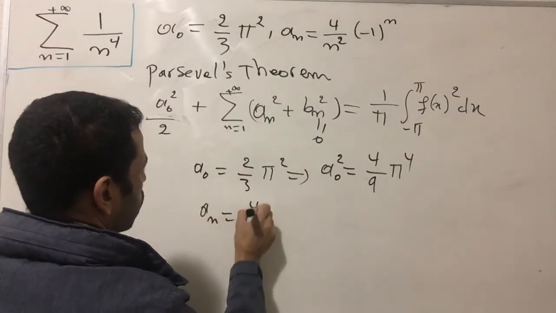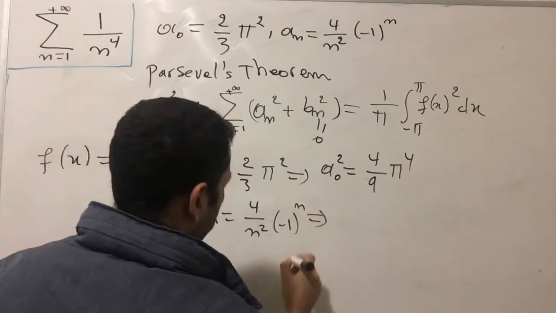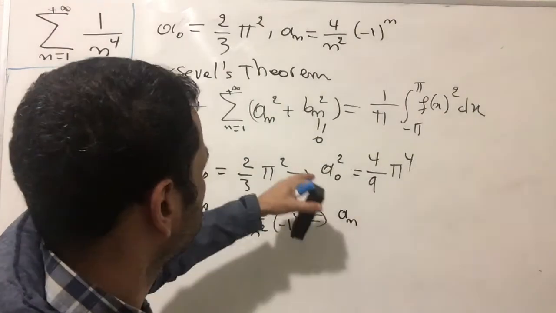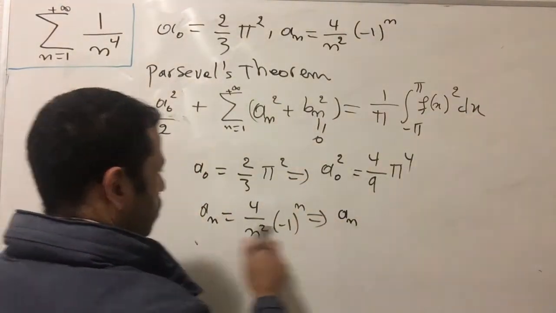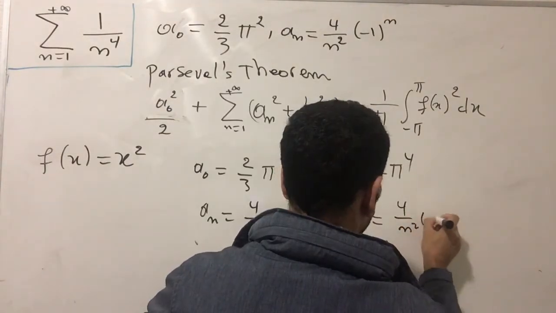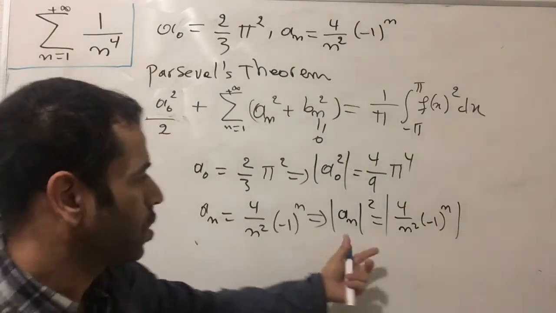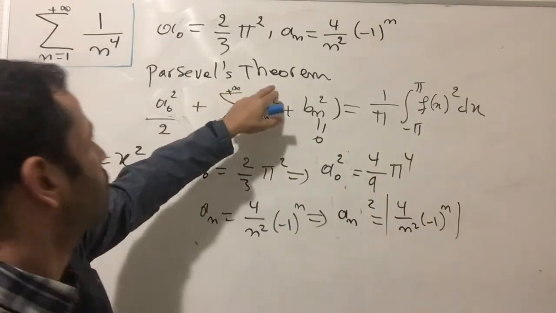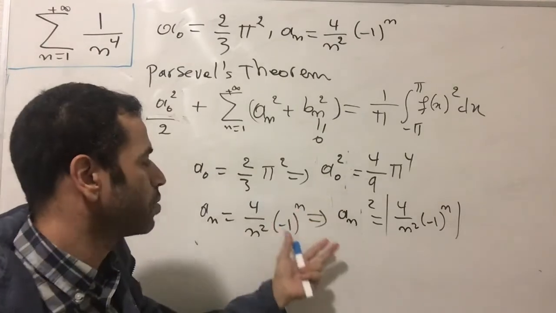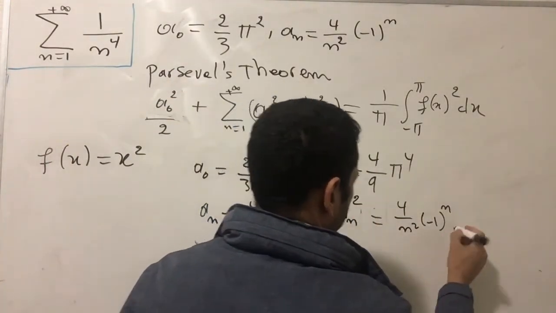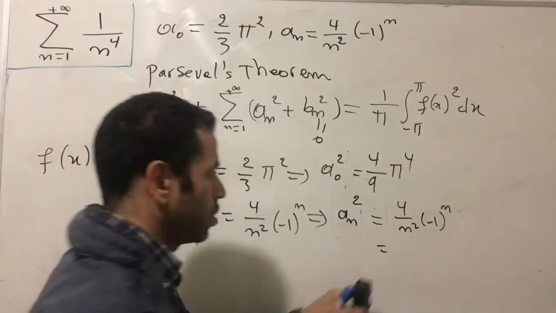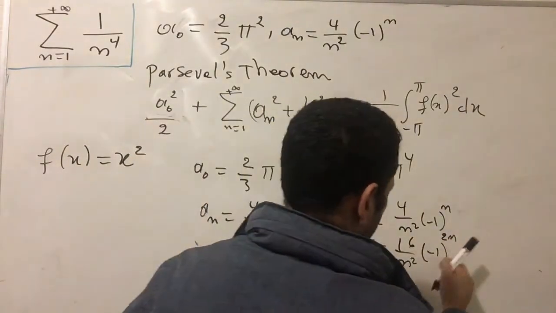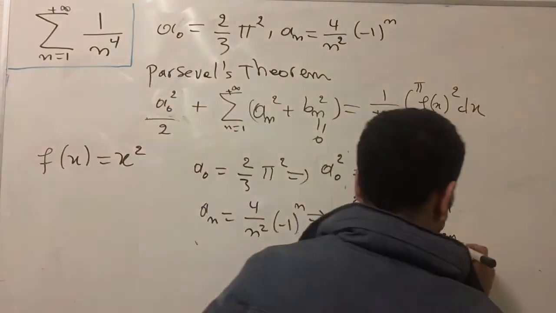So a sub n equals 4 over n squared times minus 1 to the n. This one comes with the absolute value, but you know usually we have to take the absolute value. So the absolute value of 4 over n squared times minus 1 to the n. But since everything is positive, we don't need the absolute value here. The Parseval theorem comes with the absolute value, but everything is positive, so we don't need it. If you take the square of this one, it gives us 16 over n squared times minus 1 to the 2n. Okay, so minus 1 to the n becomes plus 1, which is positive. So this one will have 16 over n squared.